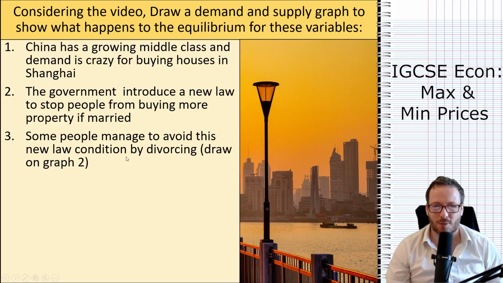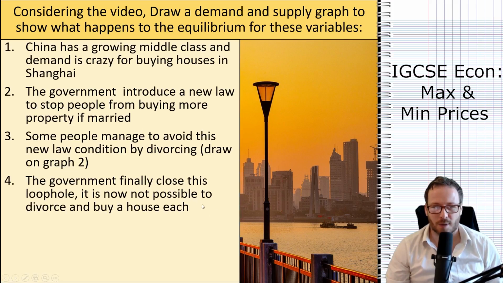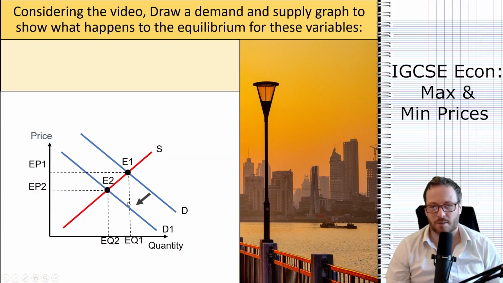Some people managed to avoid the new law condition by divorcing. And it looks like this. So our demand shifted back initially, and now it's shifted forward because these are the people here from E2 to E3 that managed to use that divorce loophole. Interesting, right? So prices are still going up. Number 4, the government closed this loophole. Bang. Gone. Unless they find another way.